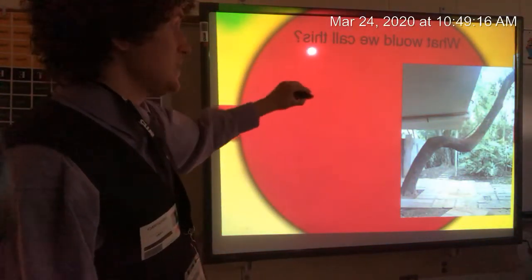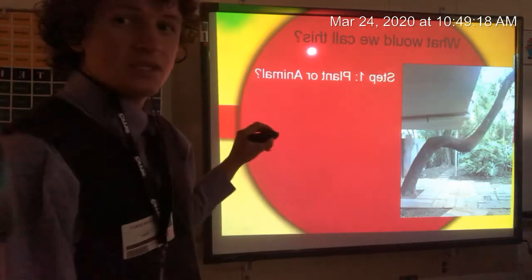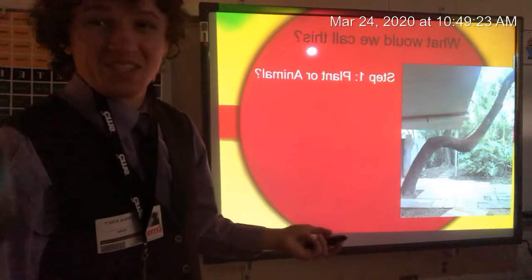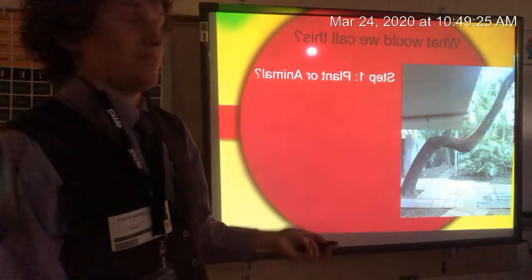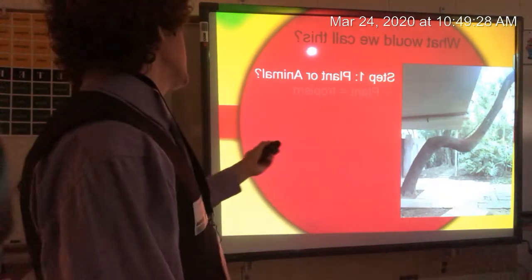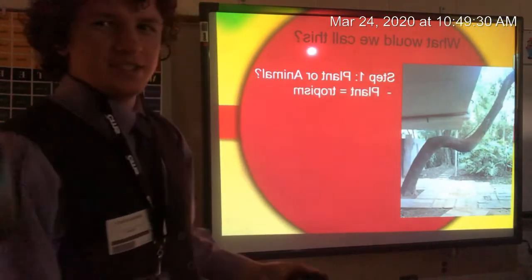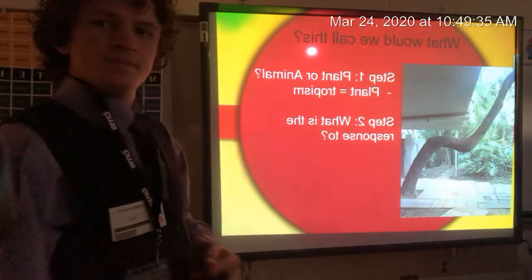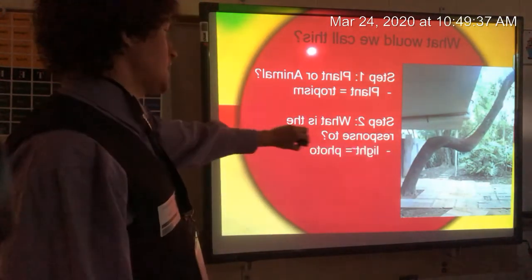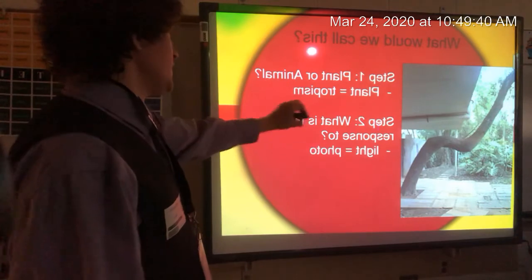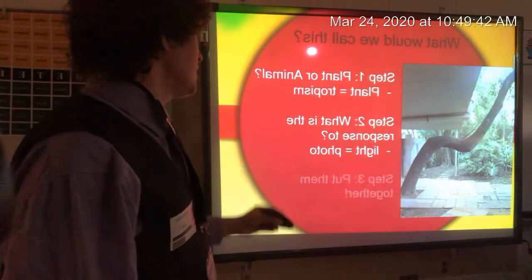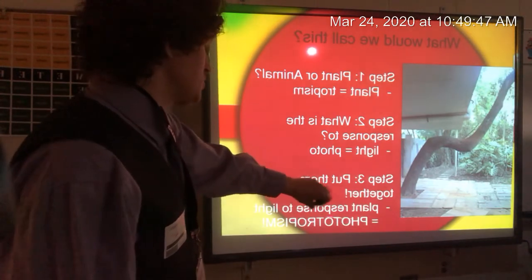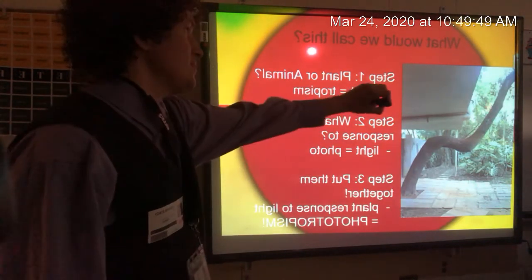So what will we call this? First off, is it a plant or an animal? It's a plant, so it's going to be tropism, right? Better say yes. There you go. So what is the response to? Light, which means photo. You put them together for step 3, so that causes it to be phototropism. And as you can see, the light, that's that part.